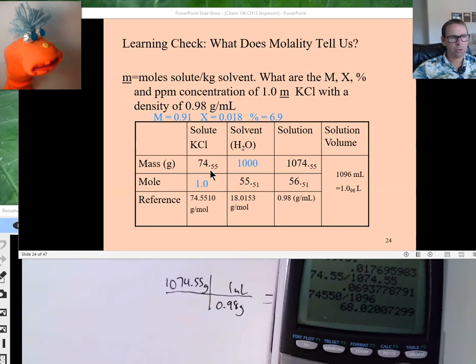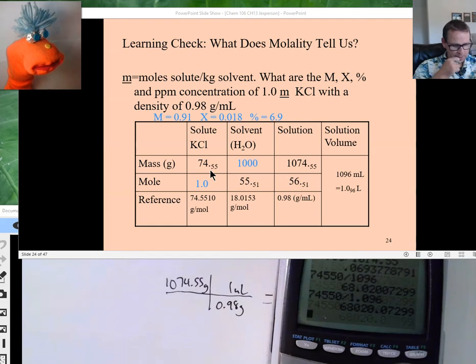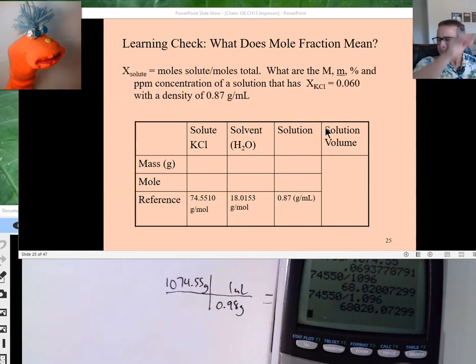Oh, no, that's not right. Why, what's wrong? It's not 1096, it's 1.096. Oh yeah, we're dividing it by liters, that's right. So let me go up here and fix this, make this 0.096. Very good. Okay, yeah, so 68,000 or 6.8 times 10 to the 4th. Very good. All right, excellent job.